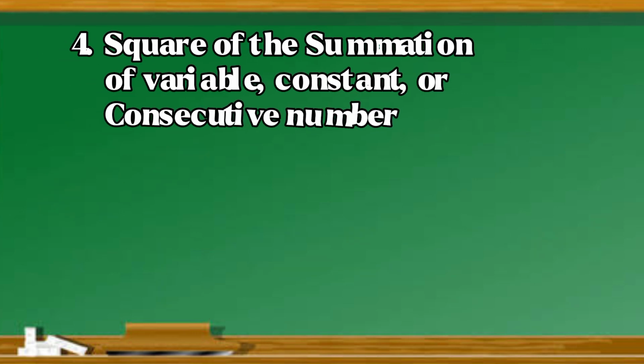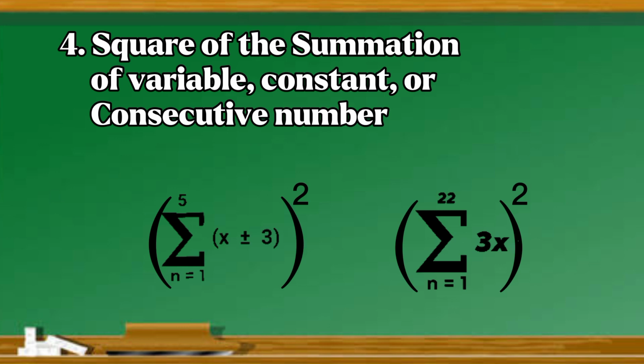Now, proceed tayo sa ating next property. We have the square of summation of variables, a constant, or consecutive numbers. Dito class is isi-simplify lang natin yung ating summation notation by using the rules doon sa ating previous properties of sum. Kapag na-simplify na, squared lang natin yung sagot and then that will give us the final answer.